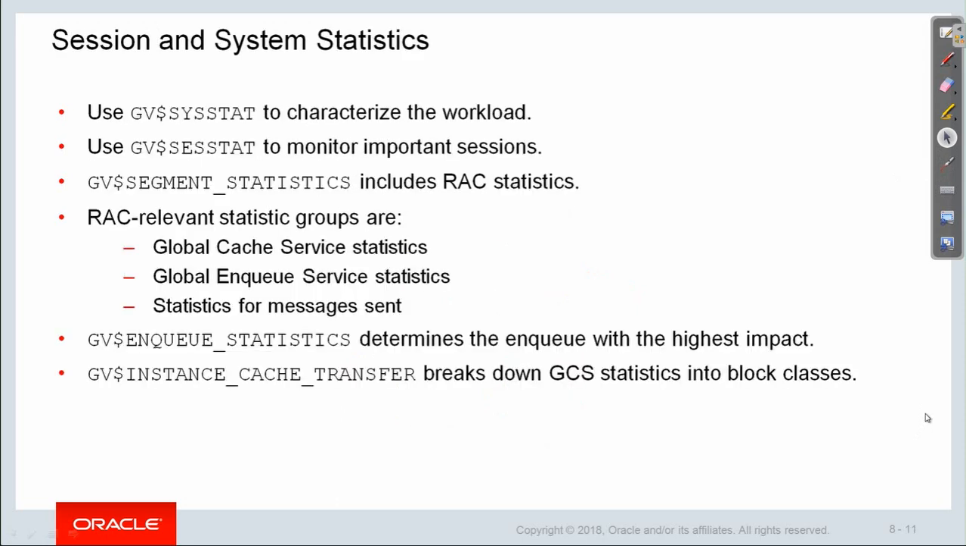And you can view statistics information in a RAC environment by using GV$ views. And also from GV$ views, you can see global cache service statistics, and also global enqueue level statistics, and also statistics for messages sent. And before looking at GV$ views, it's a good idea to use Enterprise Manager to get an idea first.